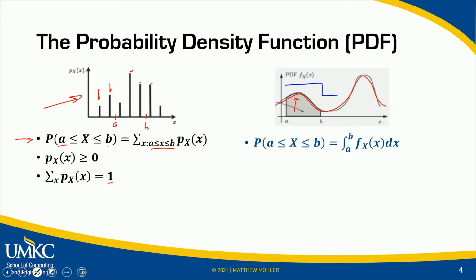Since this is a continuous function, we need to change our summations out for integrals. So to find the probability that a random variable x is between the values a and b, which you can see listed here, we would take the integral from a to b of this, and some new notation, little f of the random variable x.